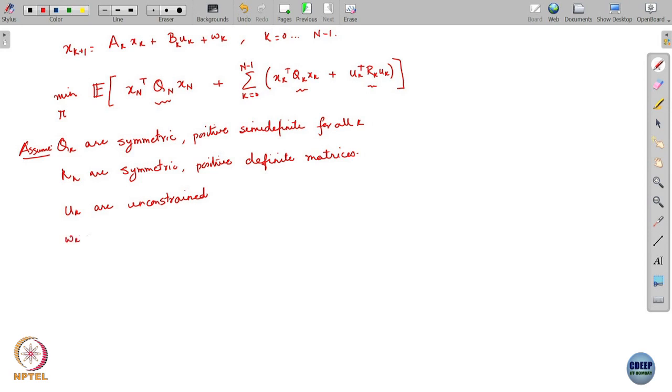The disturbances or noise w_k are independent. We are also not assuming that they have any particular distribution such as Gaussian or anything like that. They are just independent. But we will assume that their means are 0. So we will assume that they have been centered, meaning the mean is 0, and we will also assume that their variance is finite. So the second moment is finite. All right.